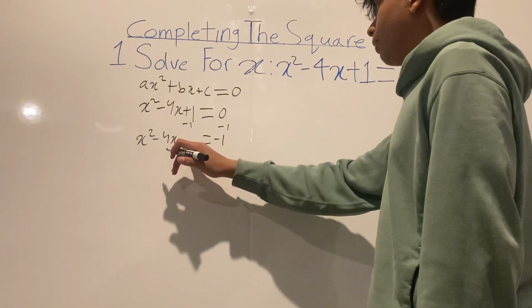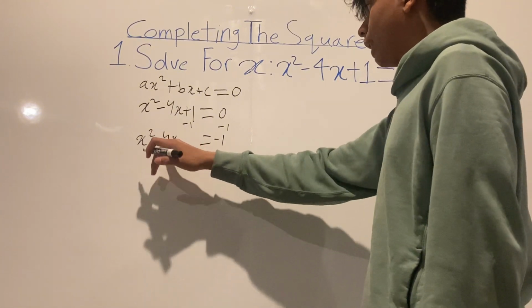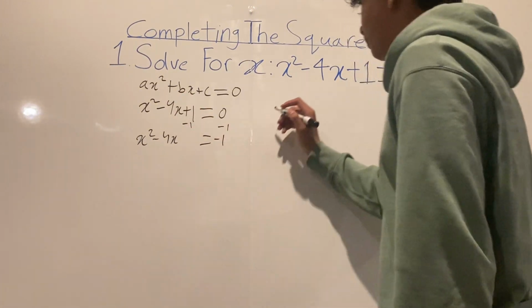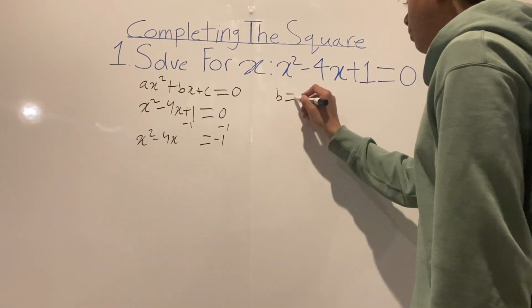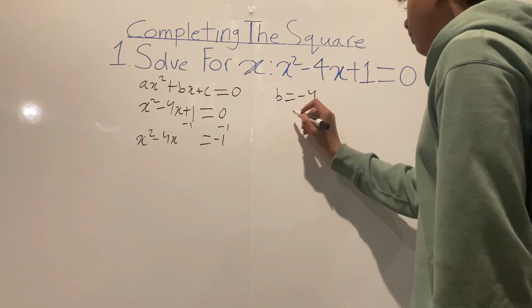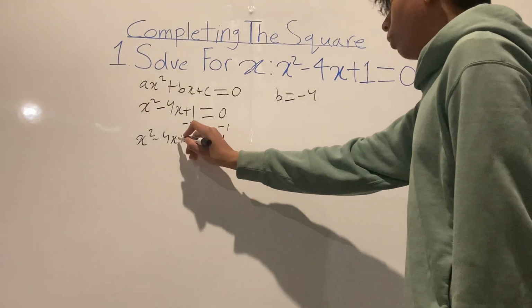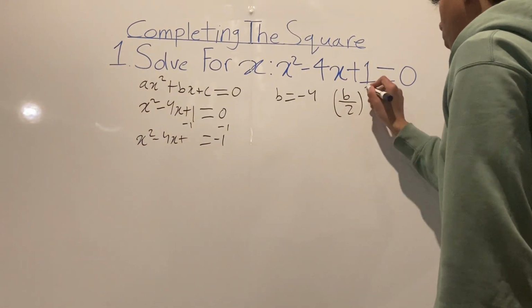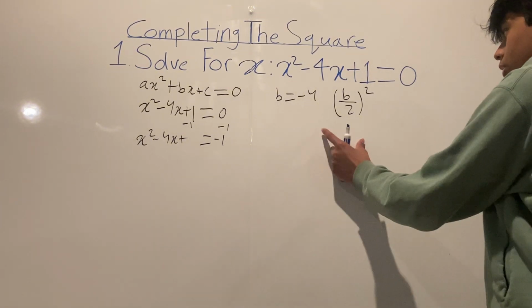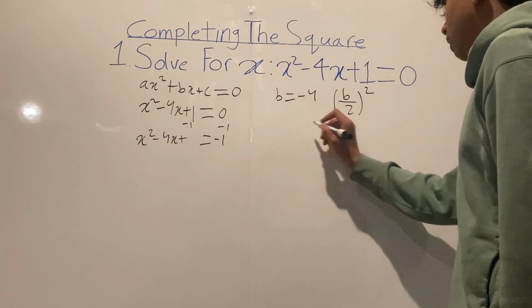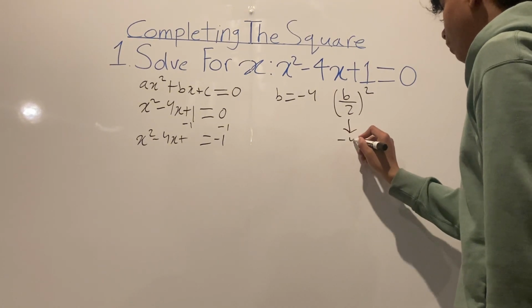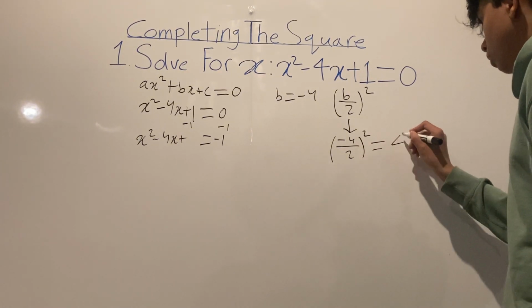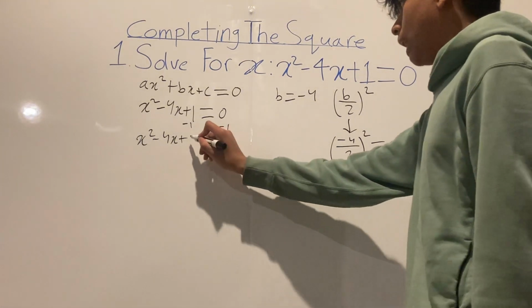Now we're going to take negative 4, because that's our b value here. So we have b equals negative 4. Over here, we're going to make our new value b over 2 squared. So with negative 4, this is going to be negative 4 over 2 squared, and this is going to equal 4. So now we're going to add 4.